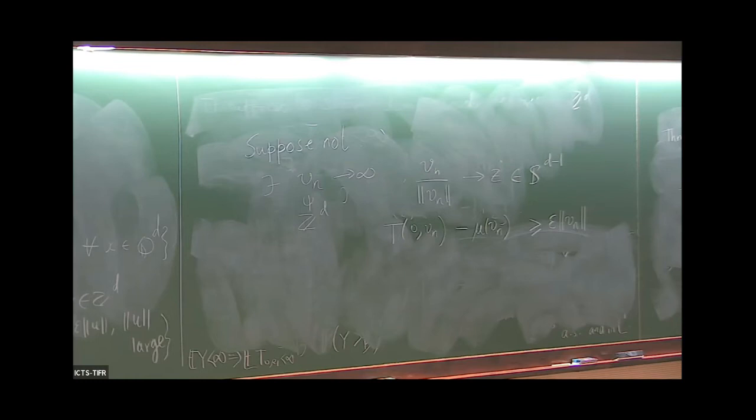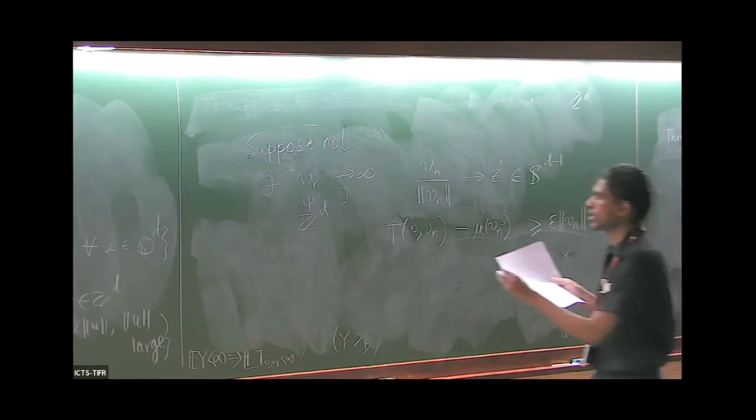The statement says that something holds for all large V. If that doesn't hold, then I get a sequence of increasing norm Vn for which this happens. And then I can always get a subsequence, by the compactness argument, such that Vn over norm of Vn has a limit in S^{d-1}. Remember, the limit is not necessarily a rational point, but rational points are dense there, right? So we can always approximate this Z by a rational point. So that's what we will do.